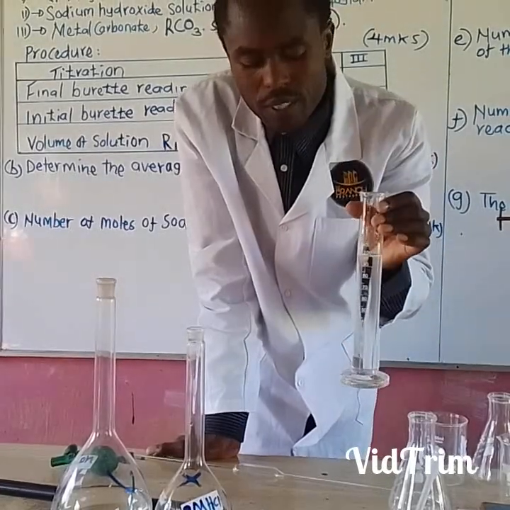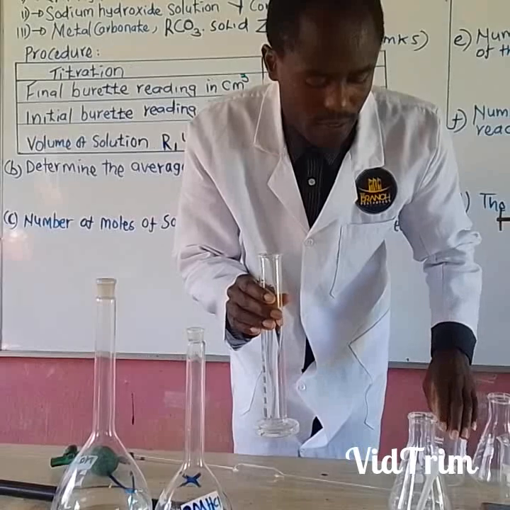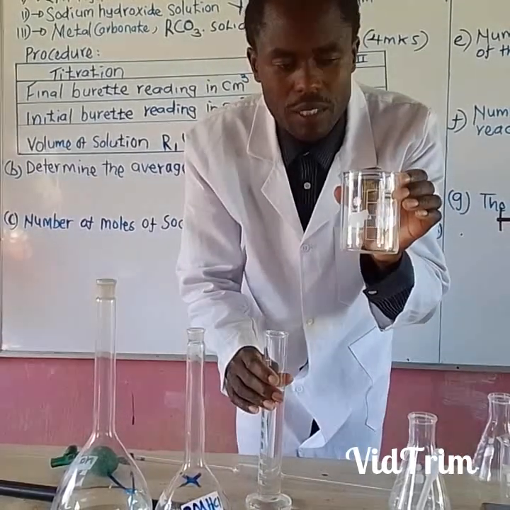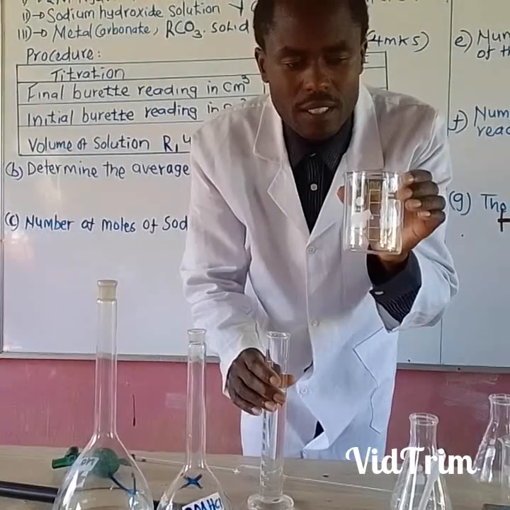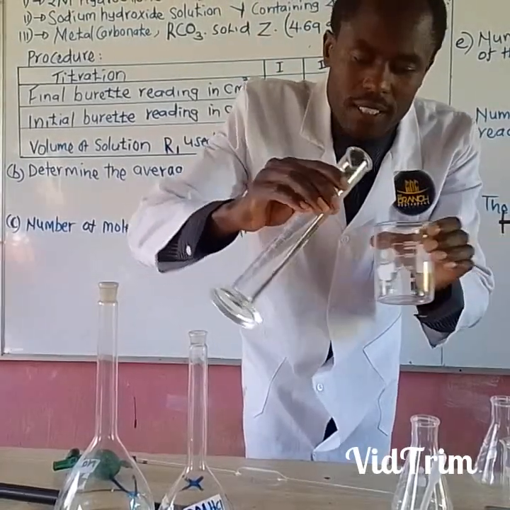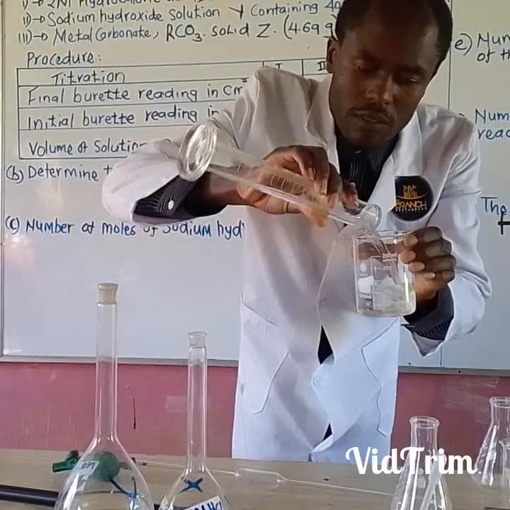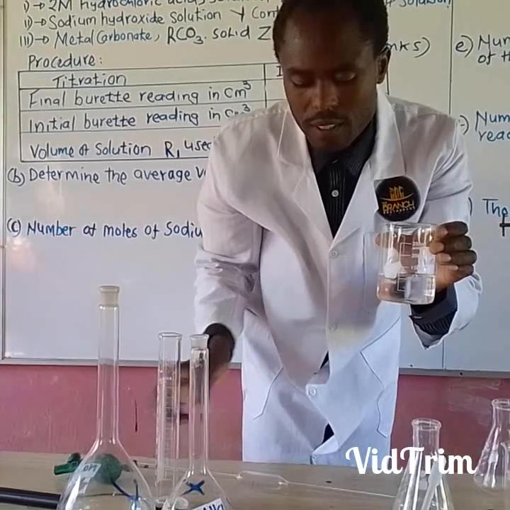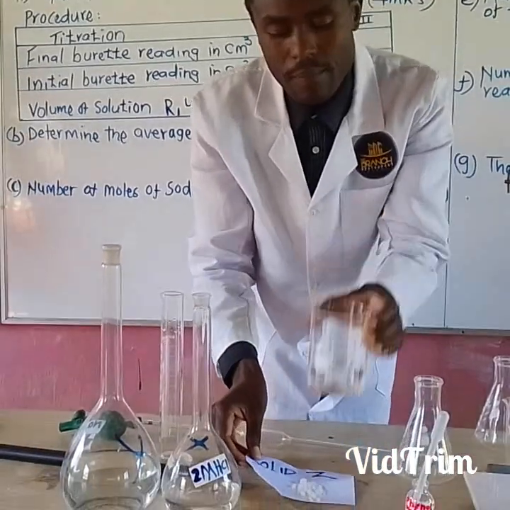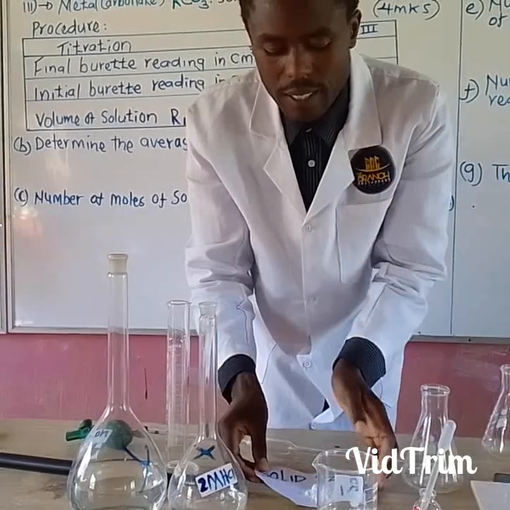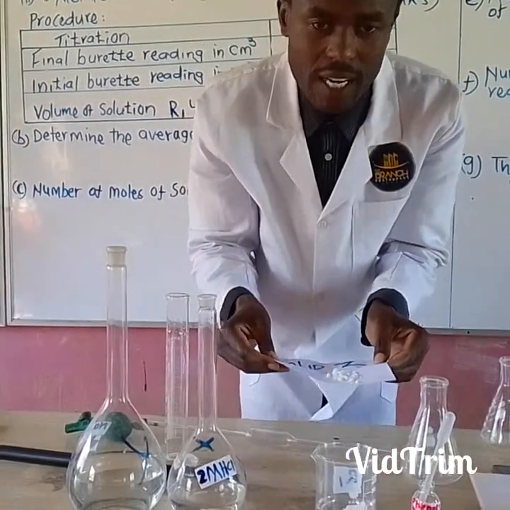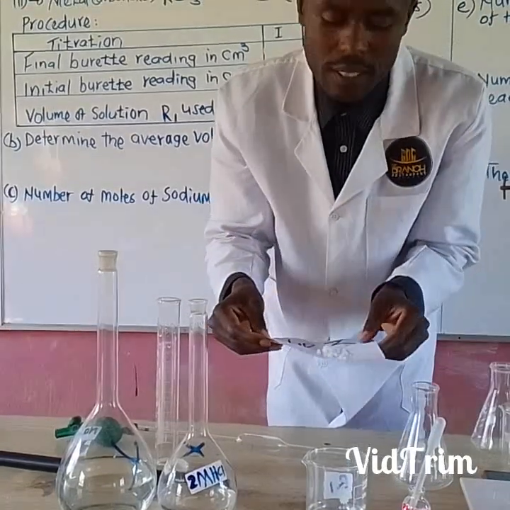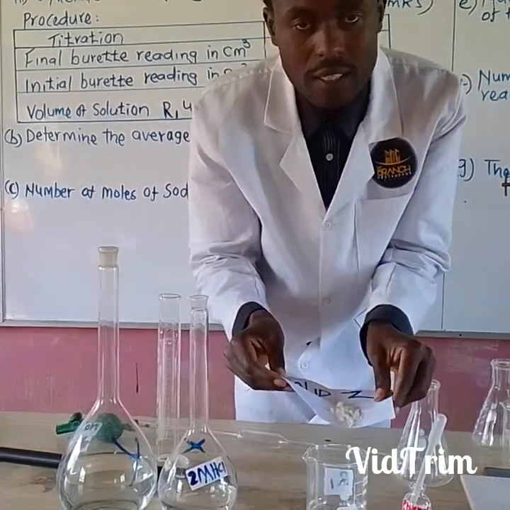Procedure number two, I'm going to take a clean glass beaker, which is 250 mL. Then I transfer this solution X into this beaker like this. Then procedure number three. I take solid Z, which is the R carbonate. Then I add to this solution X.